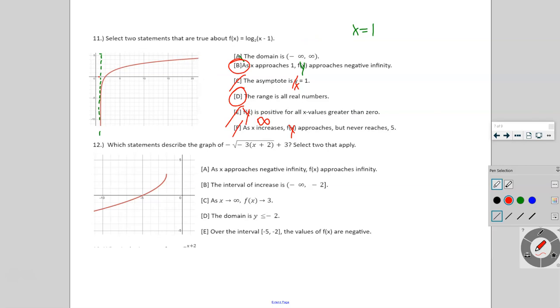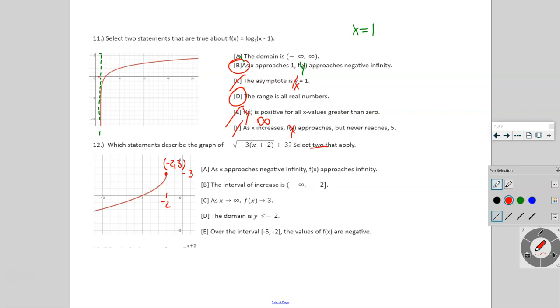All right. And then in question 12, which statement describes the graph? Select again two that apply. So right here, I'm going to make my point first, which is at -2 and 3. So here it says as x, the first one, it says as x approaches negative infinity, f of x approaches infinity.